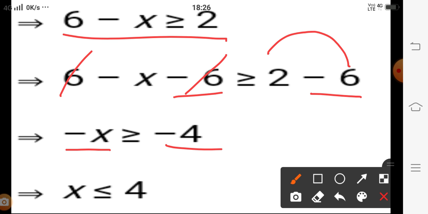Now here we are getting the condition. The variable we are getting is negative. And if we are making it positive, then we have to reverse the inequality sign. To make it positive, we are multiplying both sides by minus 1. Then what we are getting is x is less than equal to 4. This one is the solution for the question. x is less than equal to 4.